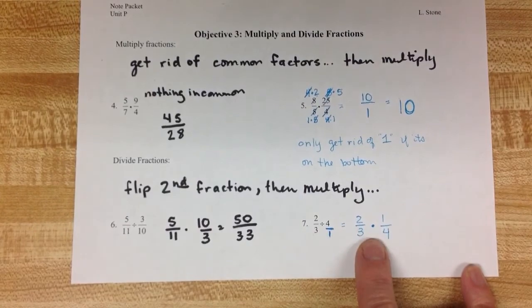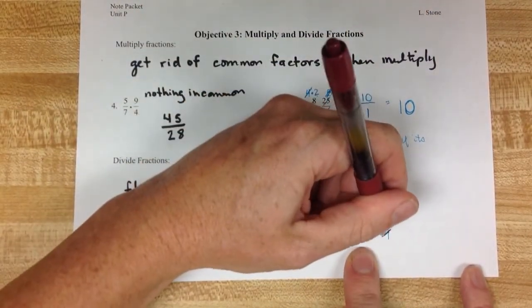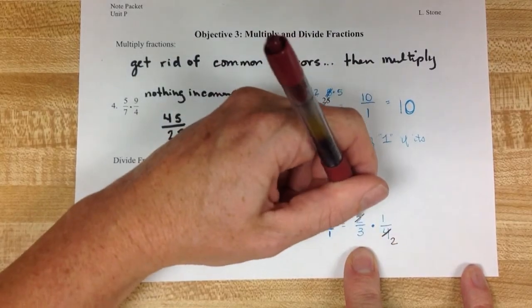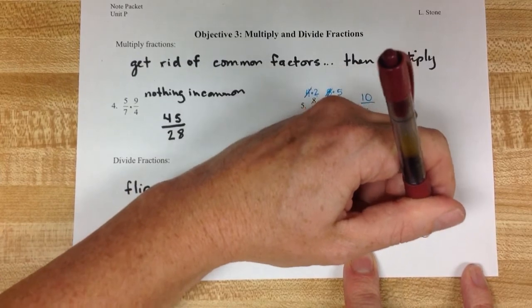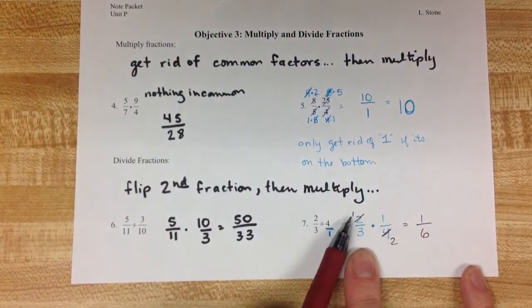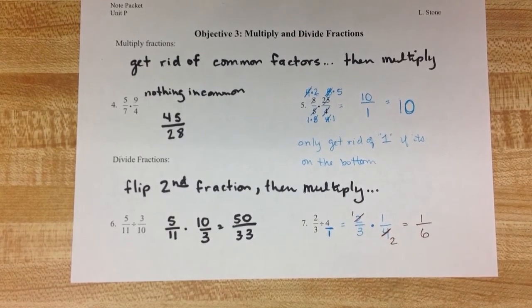And looking at my new improved problem, I see a pair of 2s I can take out. Dividing 4 by 2 will leave me with 2 and a 1 on the top, so that when I multiply through, I get 1 times 1 is 1, and 3 times 2 is 6.